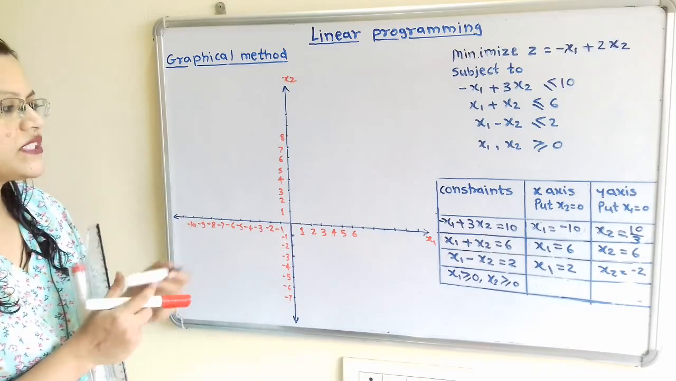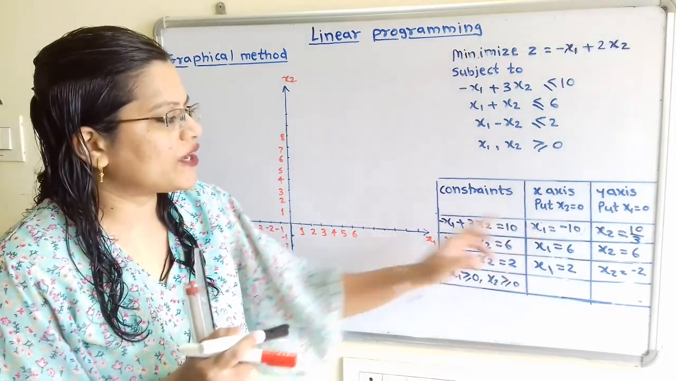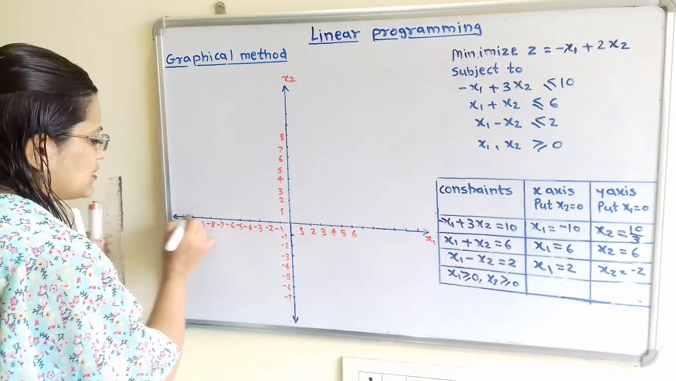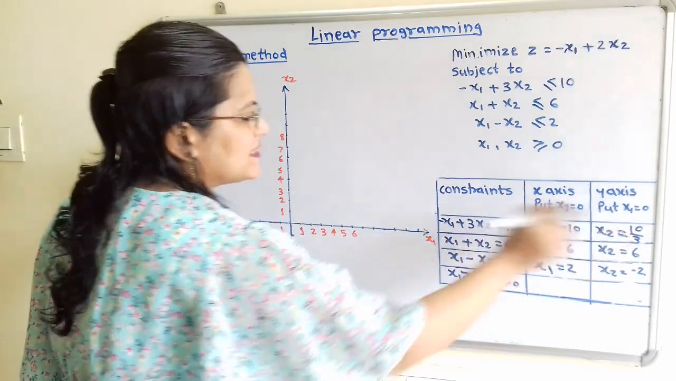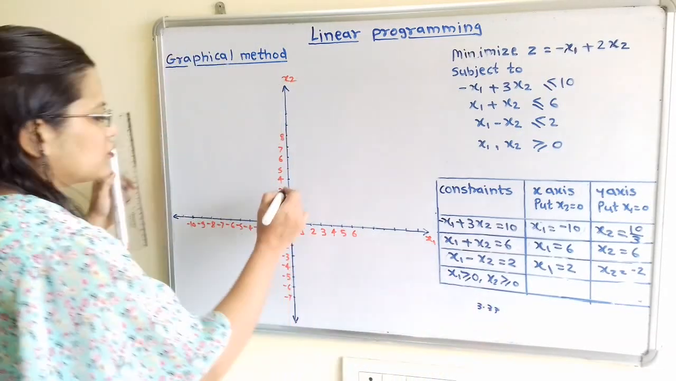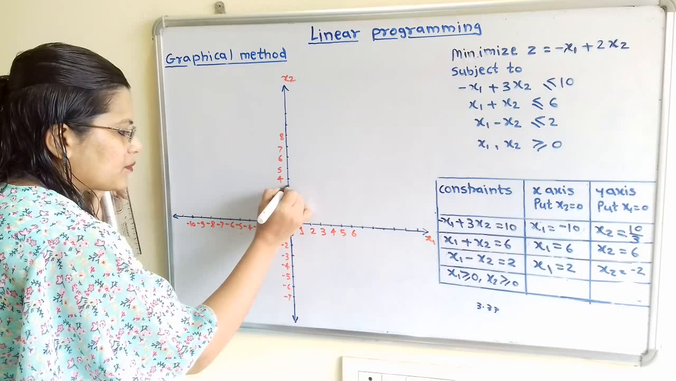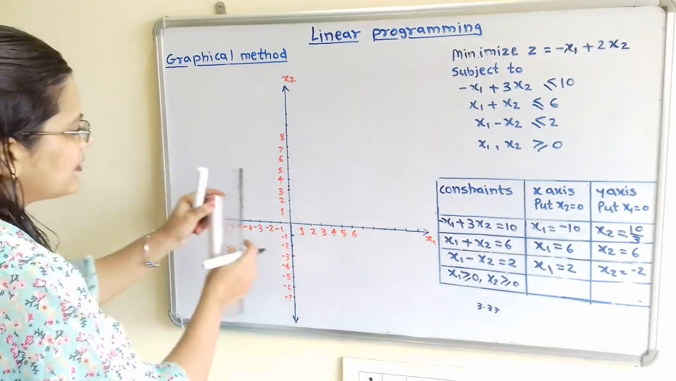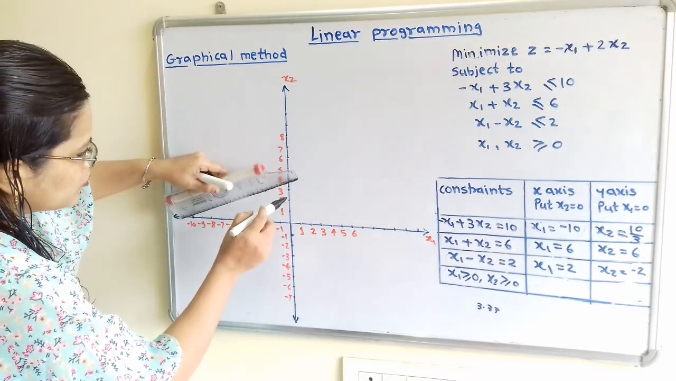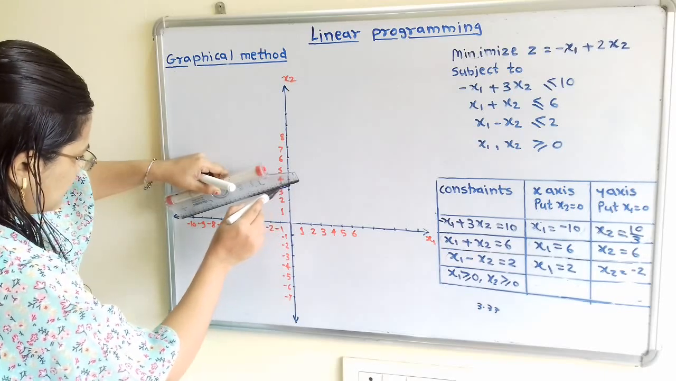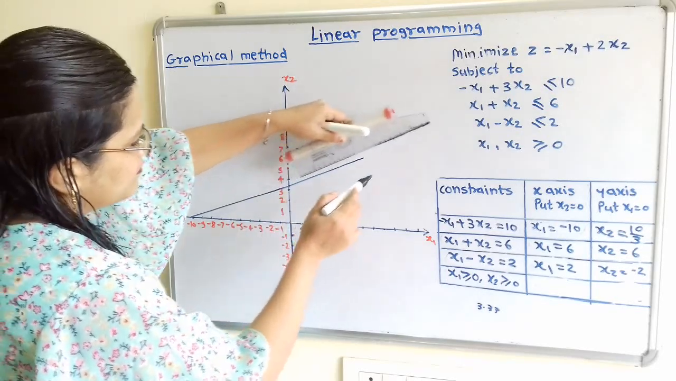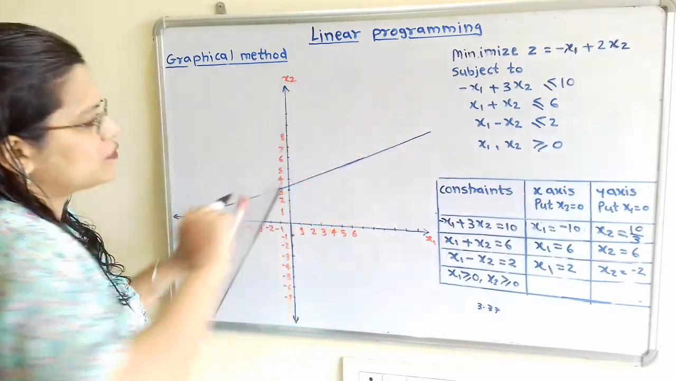Now for the first constraint, this is the negative constraint, so our x1 is minus 10. I will select this point because this is the value for x1, and x2 is 10 by 3. When we calculate this 10 by 3, it is 3.33. So here 3.33, we will select approximately this point. You can select 3 centimeter and then next 3 millimeter. Now we have to join these 2 points. So we will draw one straight line here. So this is the straight line.